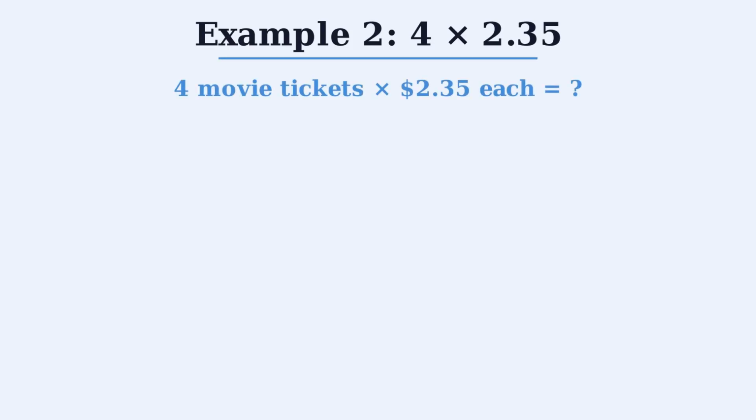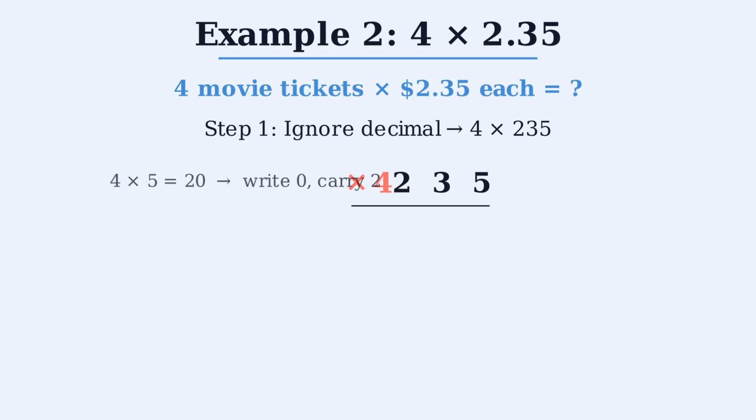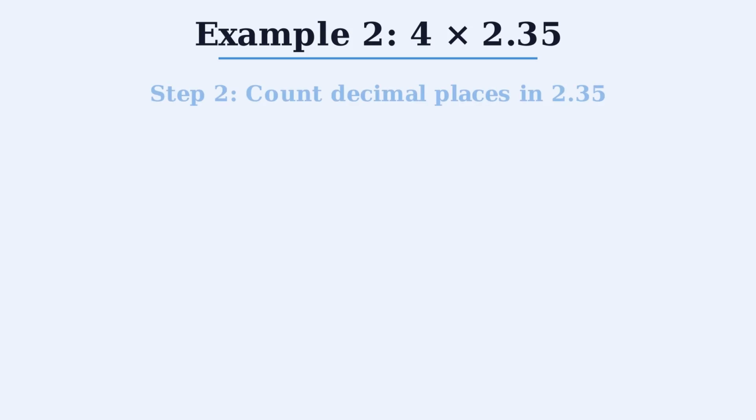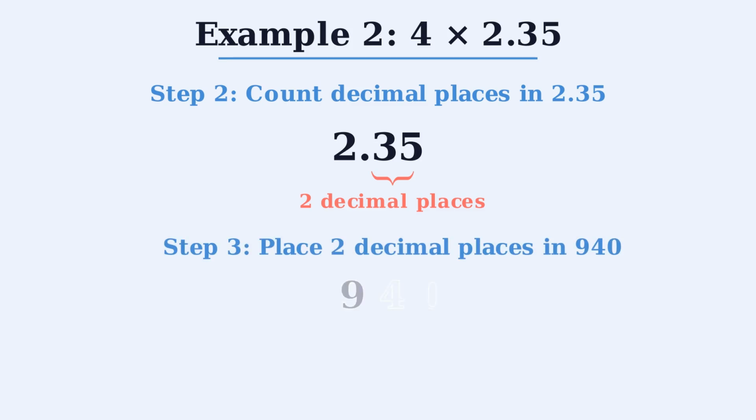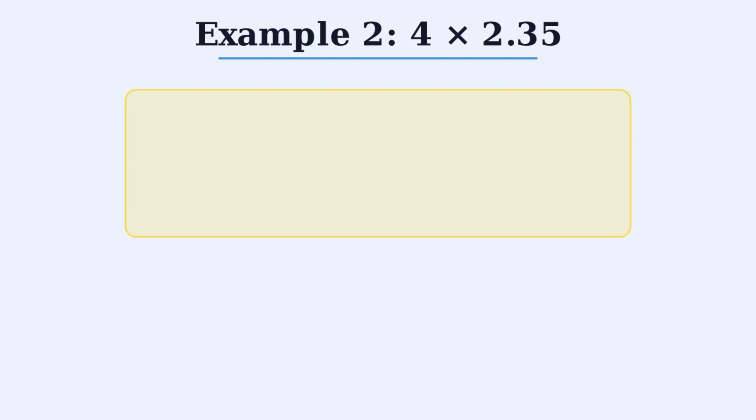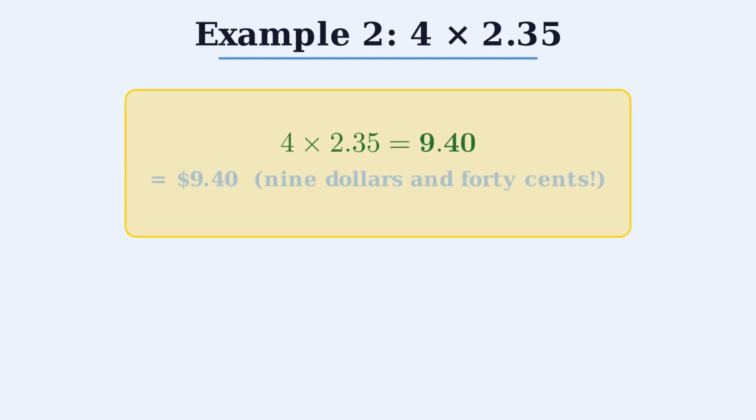Let's try 4 times 2.35. Picture this. You're buying 4 movie tickets that each cost $2.35. How much total? Step 1. Ignore the decimal and multiply 4 times 235. Let's work that out. 4 times 5 is 20. Write 0, carry 2. Then 4 times 3 is 12, plus 2 carry is 14. Write 4, carry 1. Then 4 times 2 is 8, plus 1 carry is 9. So 4 times 235 equals 940.